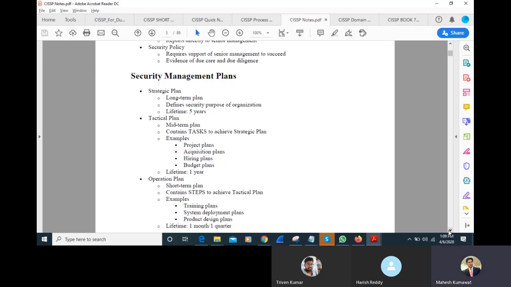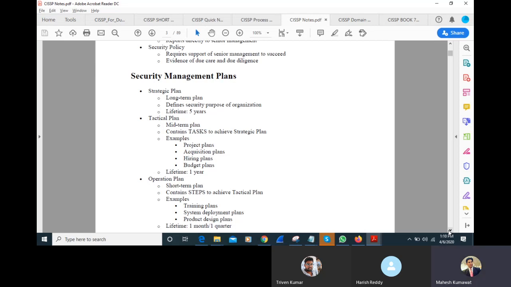Then the second plan is a tactical plan, a mid-term plan. It contains tasks to achieve strategic plans. Examples: project plans, acquisition plans, hiring plans, budget plans. The lifetime is 1 year. So if you have 1-year plans, it's a mid-term plan, and you need to decide what tasks and what achievements you need to perform.